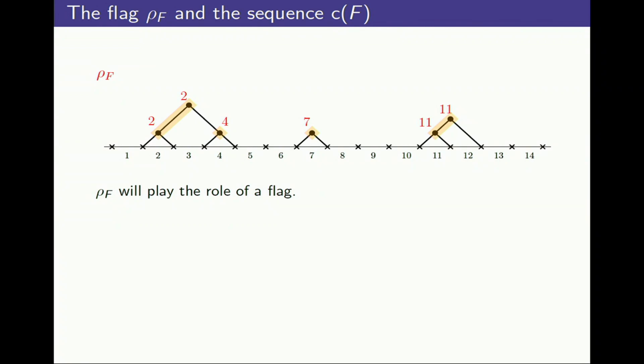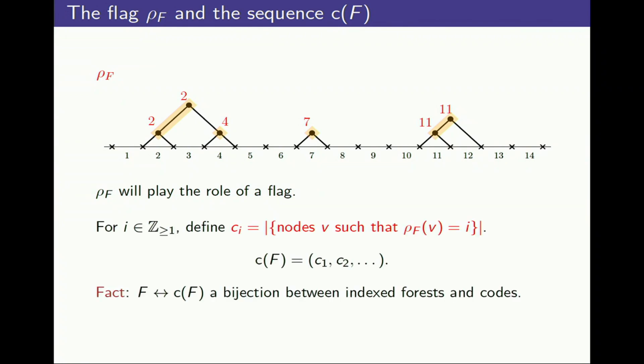And then you go to 11s as well. So indexed forest and a flag. And finally, a composition which counts how many entries of each type are in the flag, right? So there's 2 2s, so C2 is going to be a 2. There's 1 4, then C4 is going to be a 1. C1 and C3, no 1s, no 3s in the flag. Those are 0s. Right, so here's my bijection.